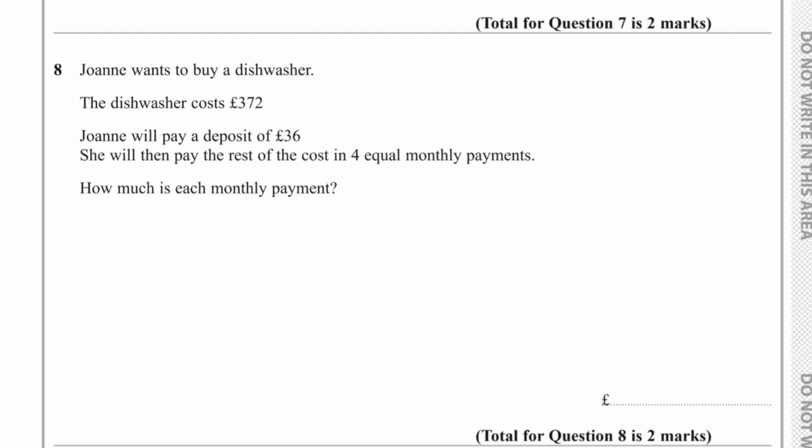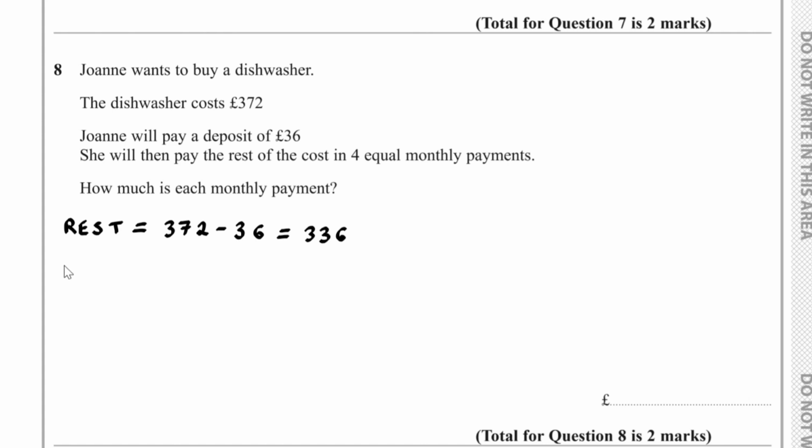Question number 8. Joanne wants to buy a dishwasher. The dishwasher costs £372. Joanne will pay a deposit of £36. She will then pay the rest of the cost in 4 equal monthly payments. How much is each monthly payment? Well, I've got this £372 and then I take away the £36, which is my deposit, so I end up with £336. That's how much I need to pay.